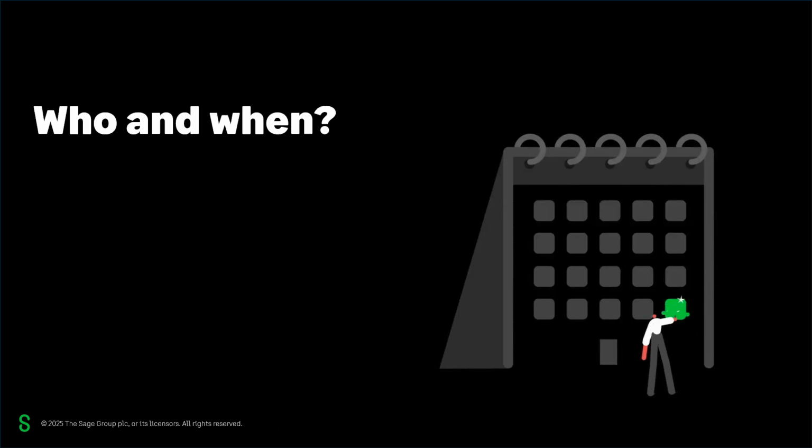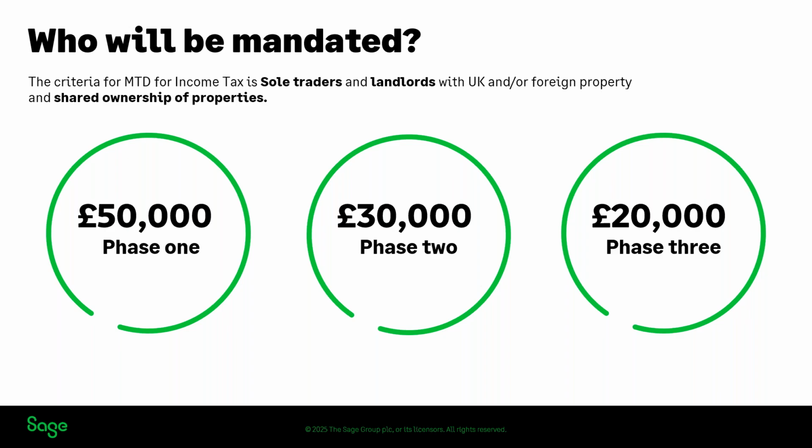So, who and when? The criteria for MTD for income tax is sole traders and landlords with UK and/or foreign property, and also shared ownership properties. If you are a sole trader with multiple businesses, then it will be the combined income of those businesses that will determine if you cross the threshold.